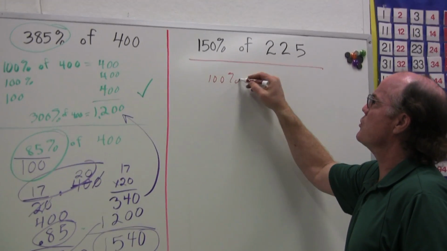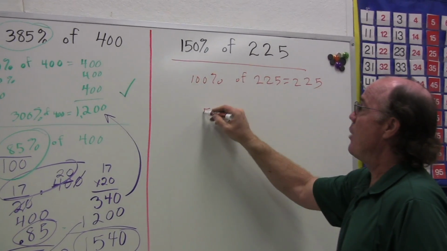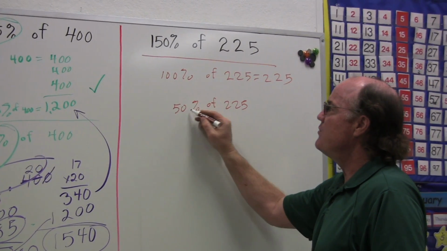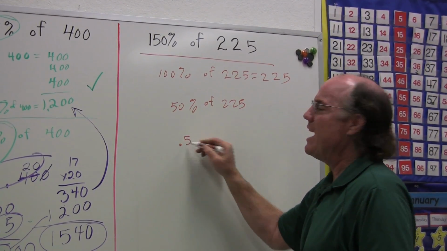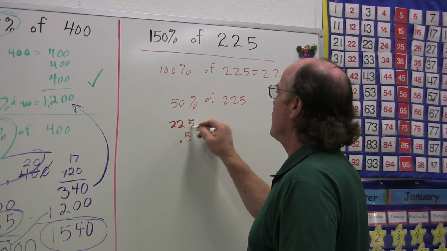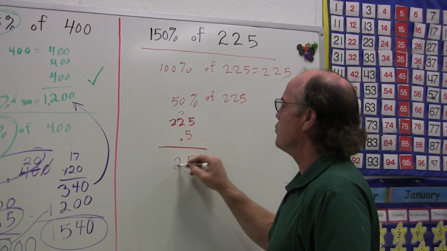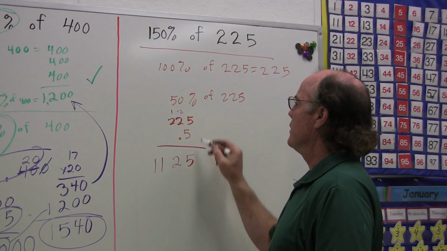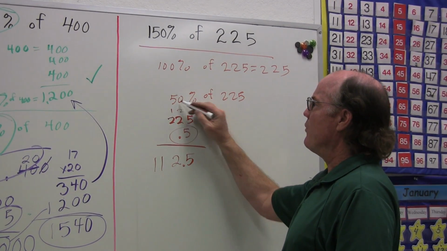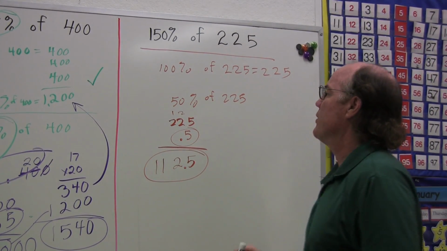150%. What is 100% of 225? 225. So now we need 50% of 225. Well, 50% is simply 0.5. Here the decimal is much easier. 0.5 times 225. Okay, so we get 25, carry the 2, we get 12, carry the 1, we get 11, we go back 1. And so half of 225, 50% of 225, is 112.5.